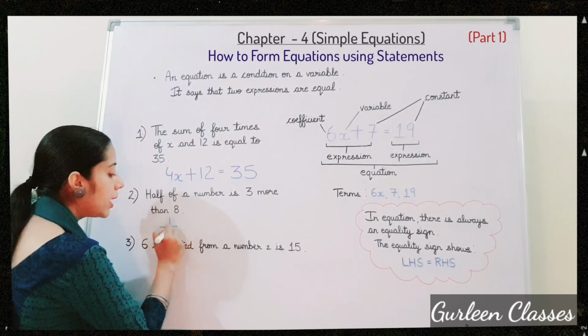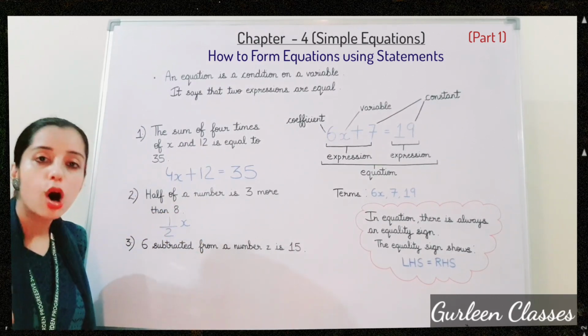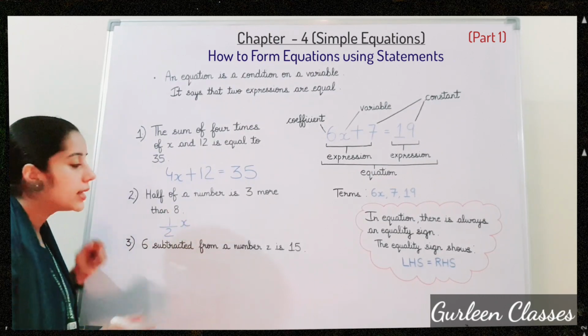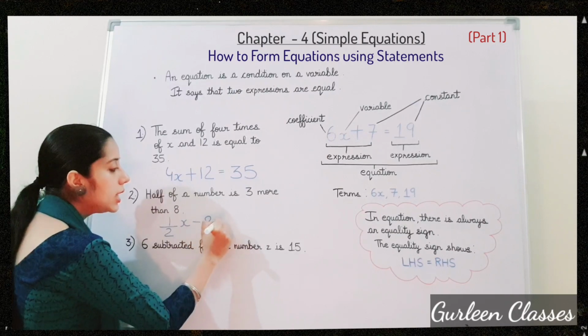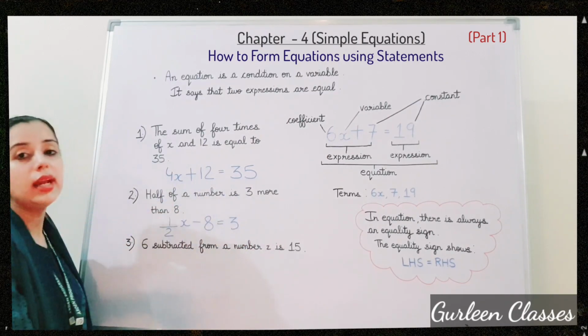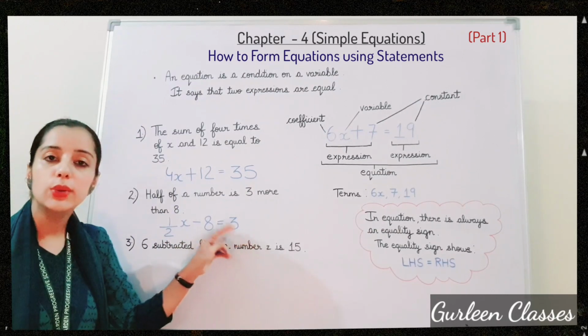Half of a number will be x. Half of a number, 1 upon 2x minus 8, is equal to 3. As it is saying, 3 is more than 8, so x by 2 minus 8 is equal to 3.